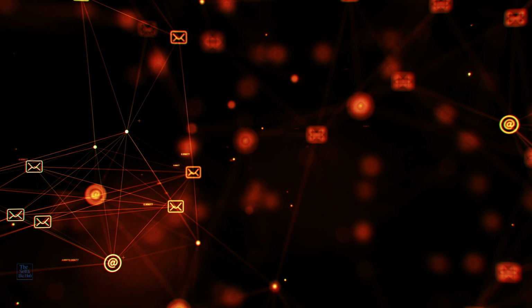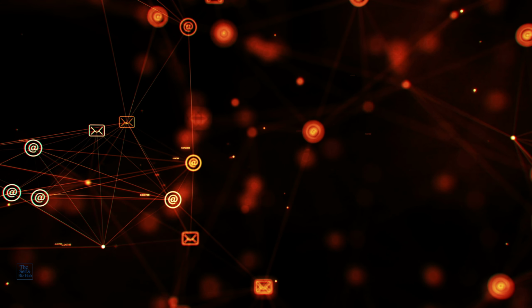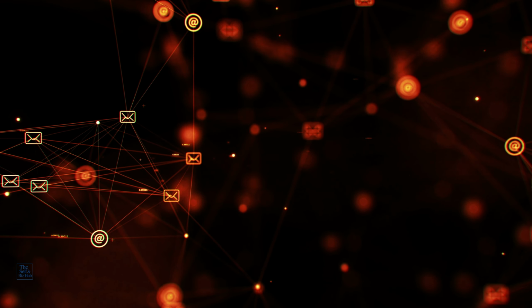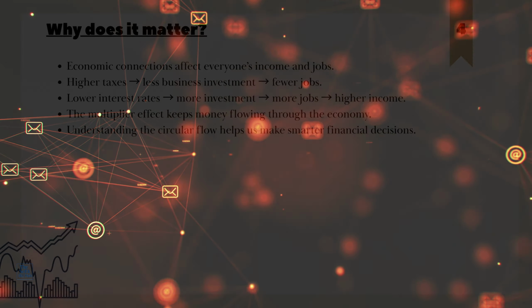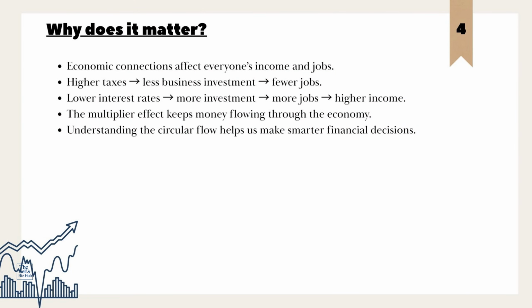So we see that the circular flow model is not just an abstraction. It's a way to show how everything is interconnected. But why is understanding these connections important in real life? Why should we care? For example, if the government raises taxes, businesses have less money, postpone new projects, and hire fewer people. This could mean fewer jobs or smaller wage increases.